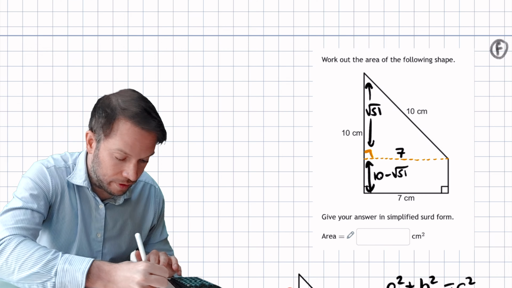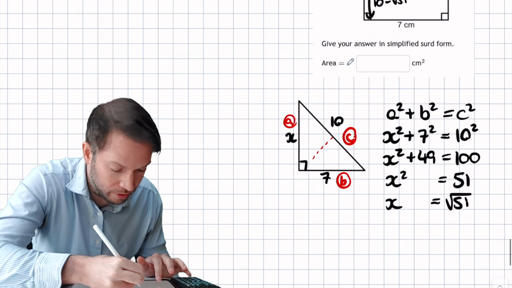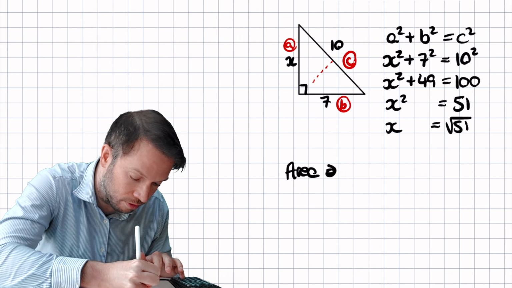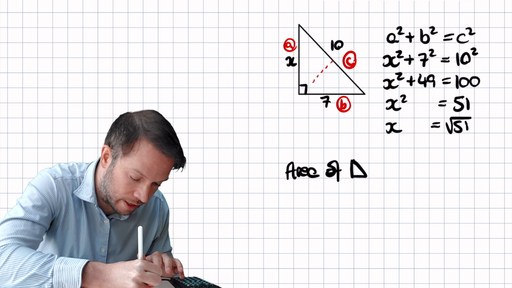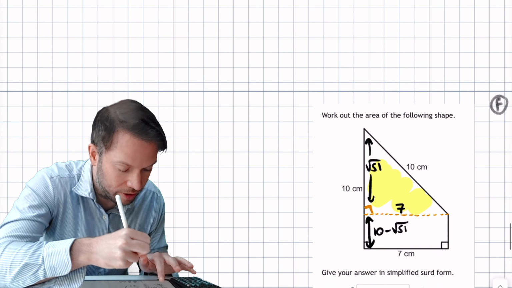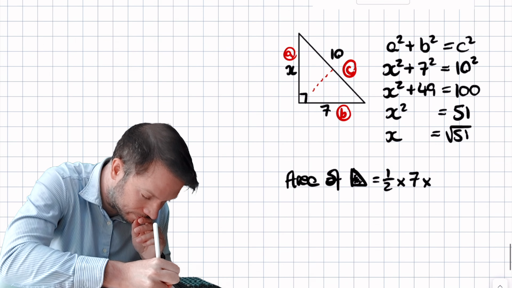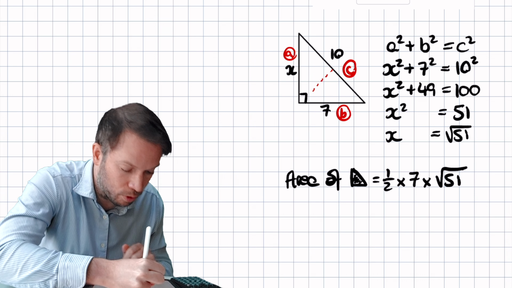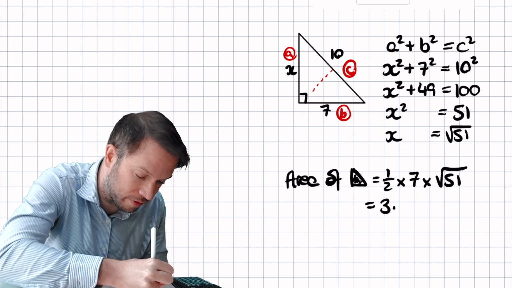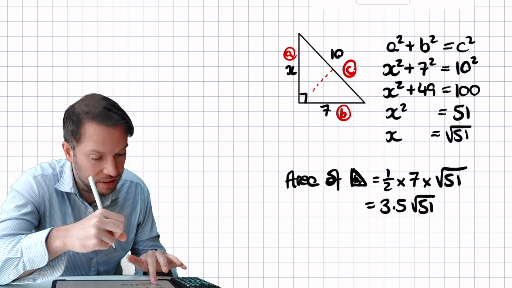To find the area of the triangle, we're going to do half times base times height. So the area of the triangle is half times the base, which is 7, times by the height, which is root 51. And then half times 7, we could just write that as 3.5, 3.5 root 51. Remember, we want to keep the surds in the answer, so we don't want to have any decimals.